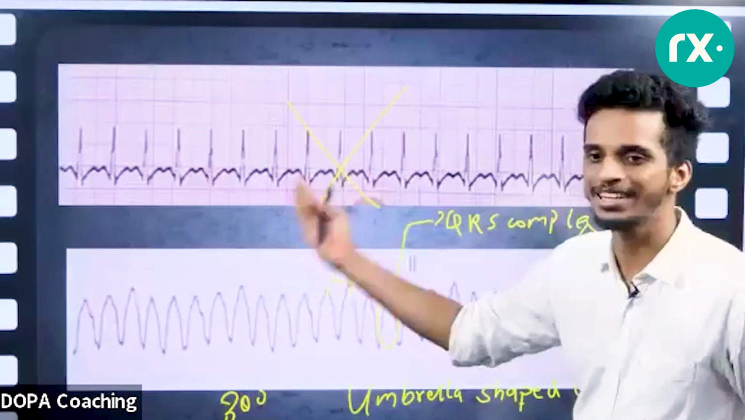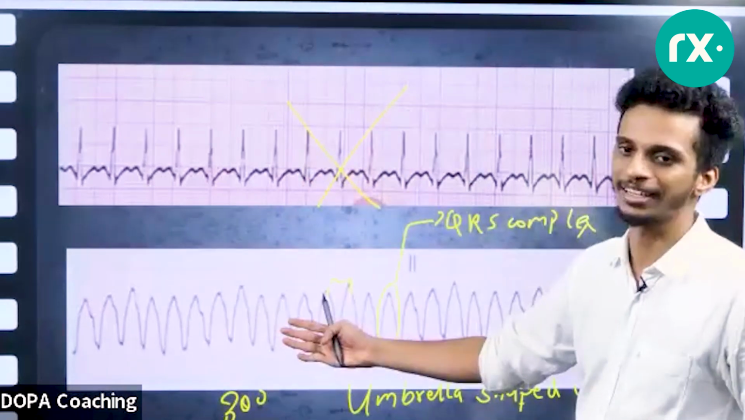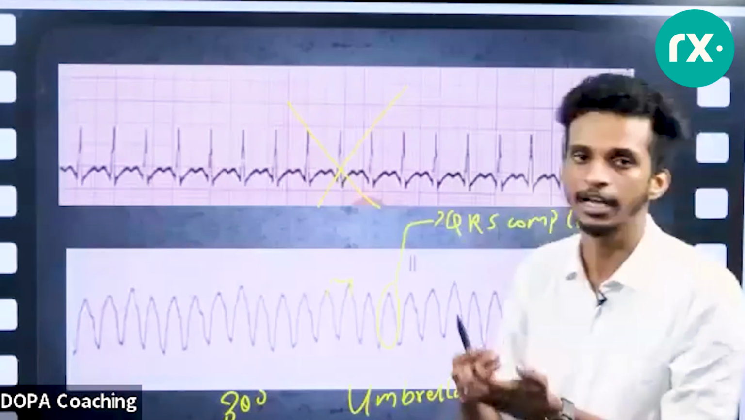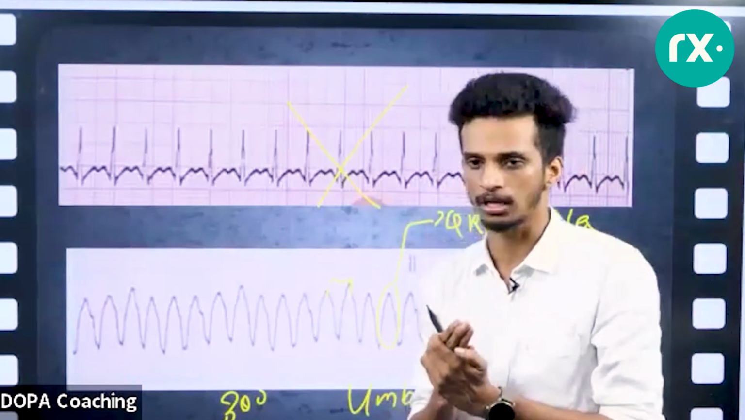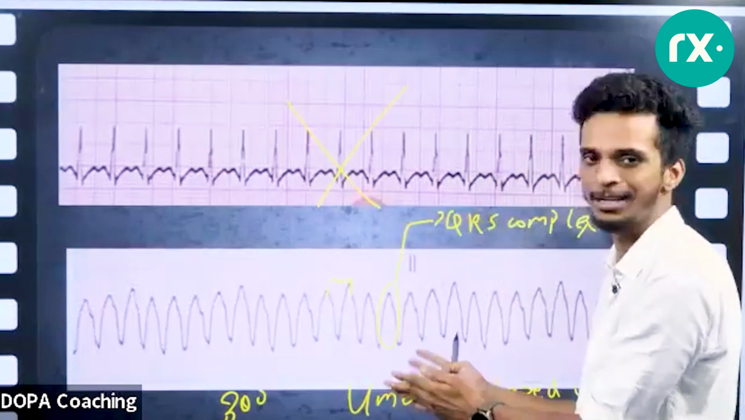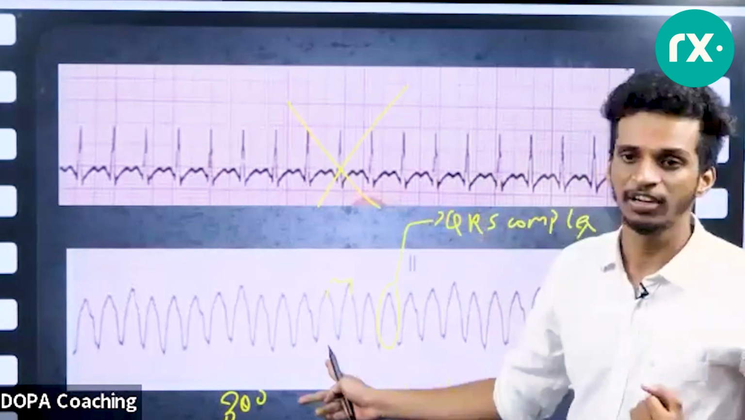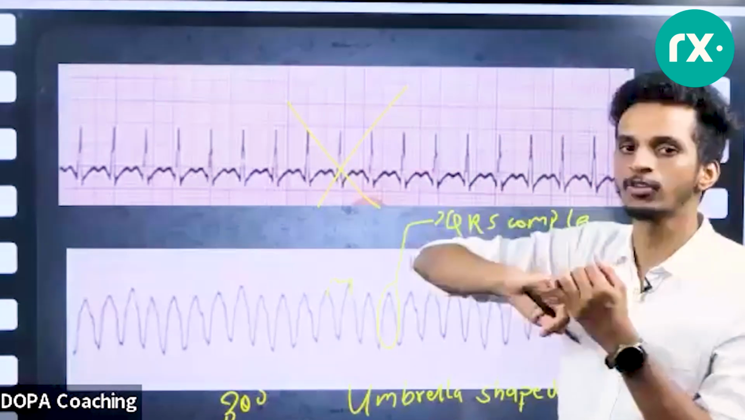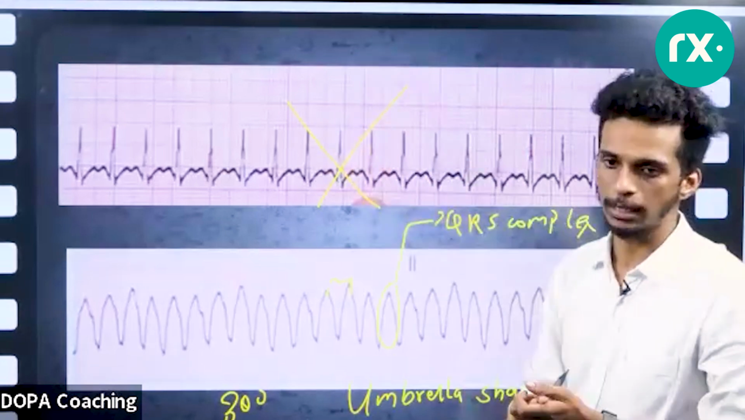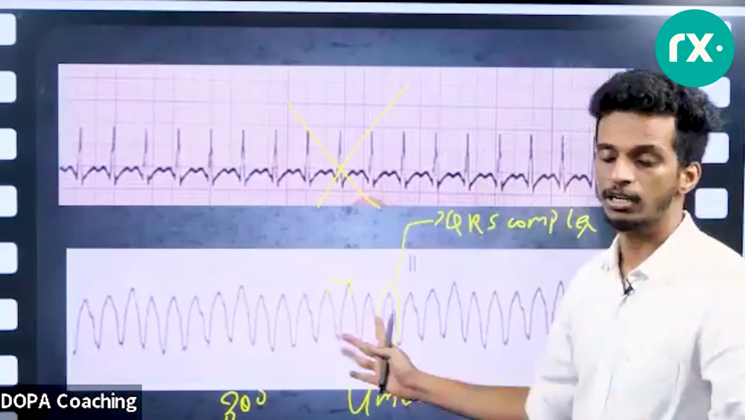Now let's check whether it's sinus tachycardia. It's never sinus tachycardia, because to be sinus tachycardia, every P wave should be followed by a QRS, and here we are not seeing P waves. Now, can it be SVT? The three differentials of tachycardia for us are sinus tachycardia, SVT, and VT. Is this SVT? Never, it is not SVT.